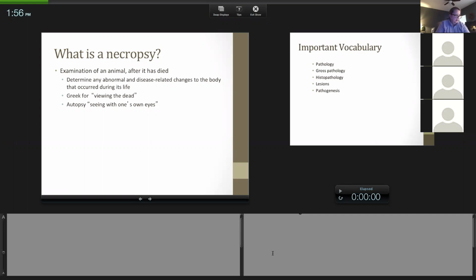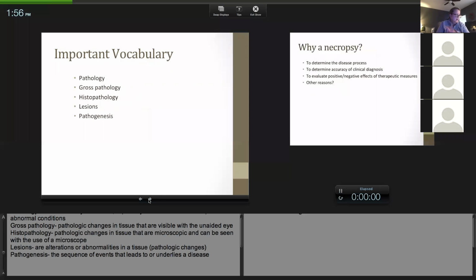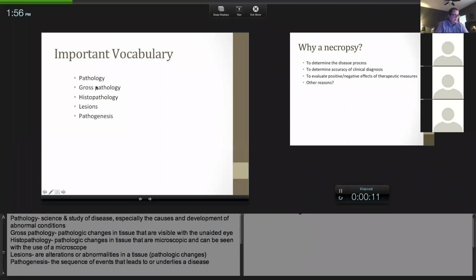Now we have to talk about some of this vocab. And again, if you open these PowerPoints in notes view, you can see the gray box underneath. Pathology is the study of disease or abnormal conditions. In this class, it has been the pathology of the endocrine system, the pathology of the integument system. What are the diseases or abnormal conditions that affect them? Pathology is the study of that.